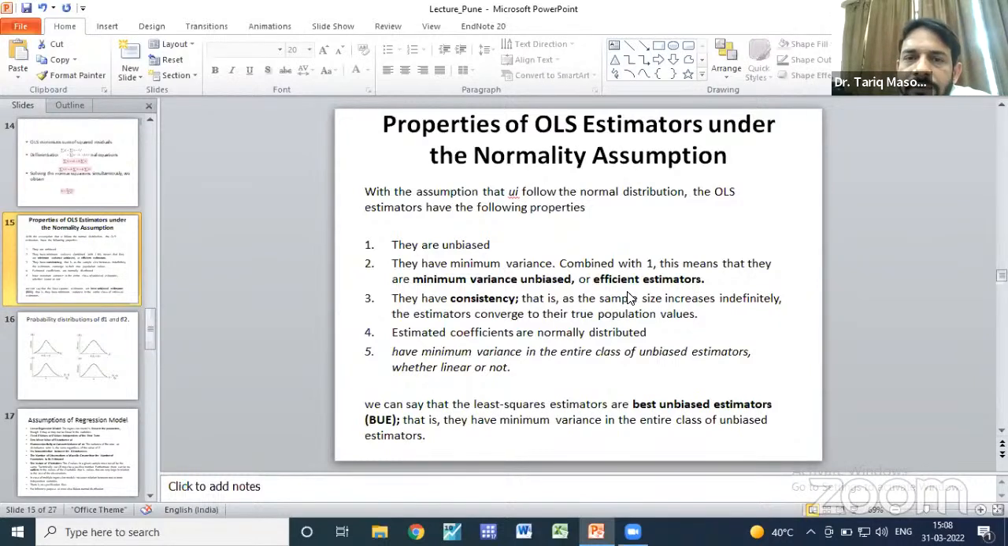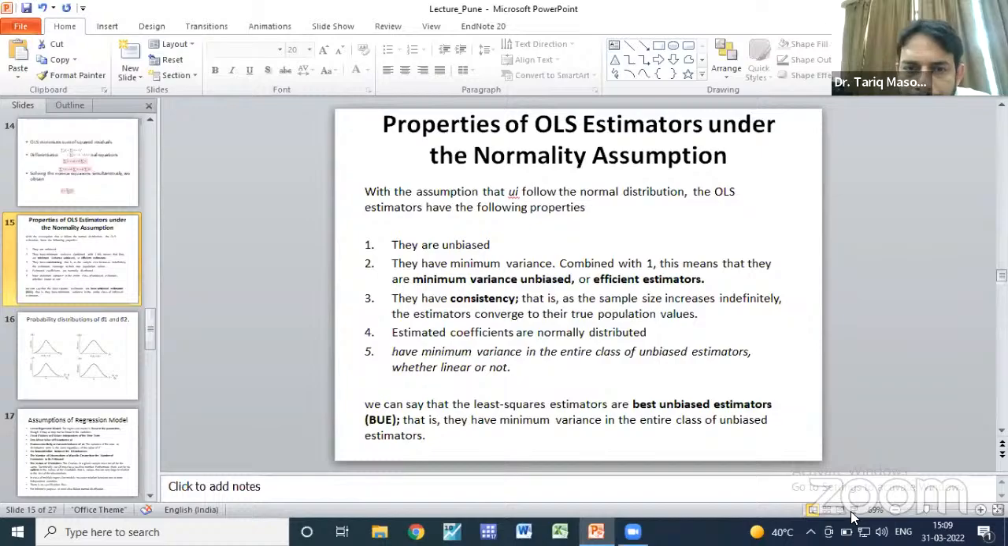So OLS satisfies that. If you have access to a lot of samples, you get a lot of estimates. Ultimately, the average value, the expectation of beta 2 cap, is equal to beta 2. The average value of sample estimates is equal to the true population parameter. So this is the property of unbiasedness.